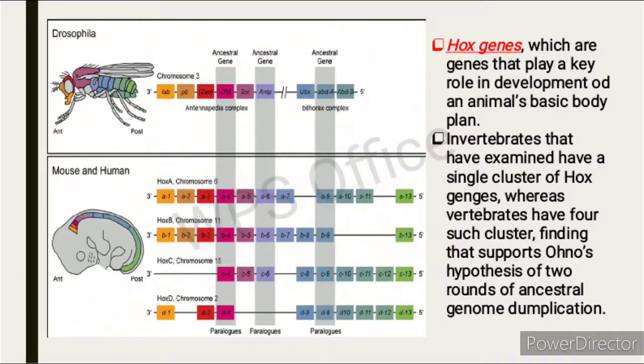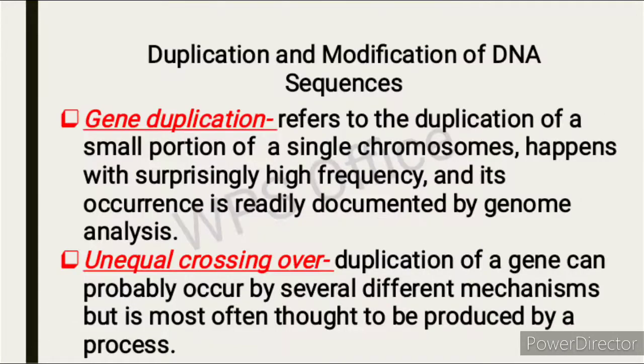As you can see in this figure, Hox genes are genes that play a key role in the development of an animal's basic body plan. Invertebrates that have been examined have a single cluster of Hox genes, whereas vertebrates have four such clusters, a finding that supports Ohno's hypothesis of two ancestral genome duplications.